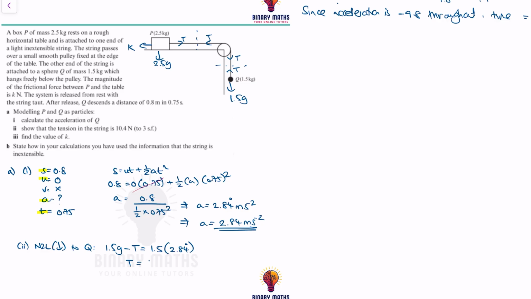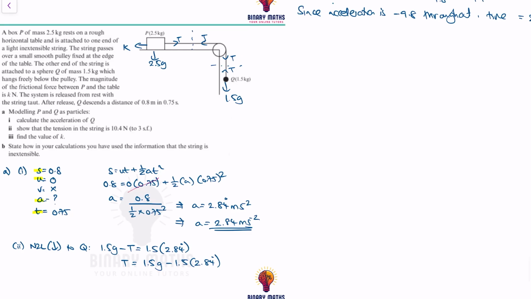So if I rearrange it, I get 1.5 G, take away 1.5 times 2.84 recurring, which means tension works out to be 10.43 recurring. When rounded, tension is 10.4 newtons to 3 significant figures. Find the value of K, so part 3.